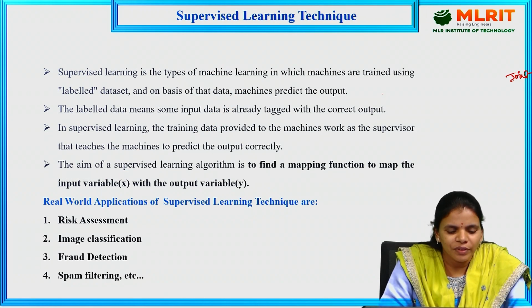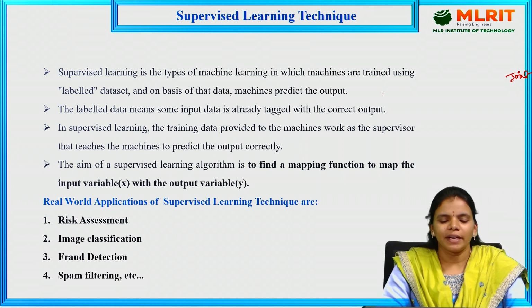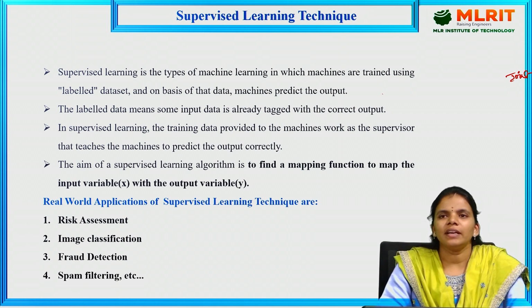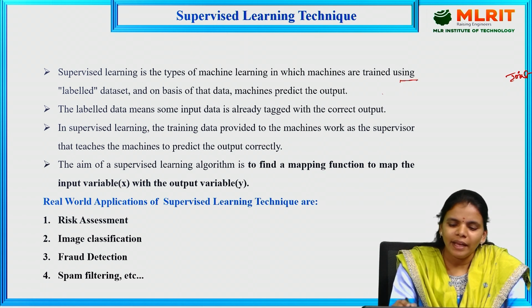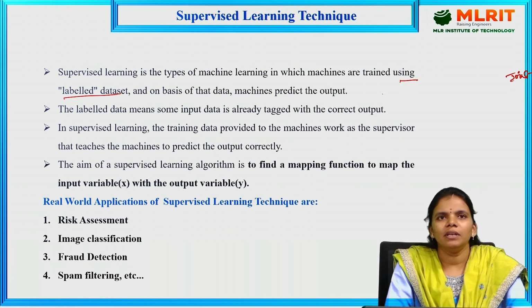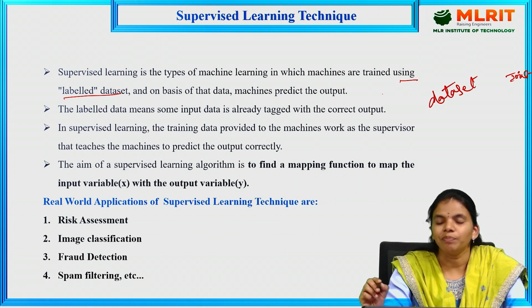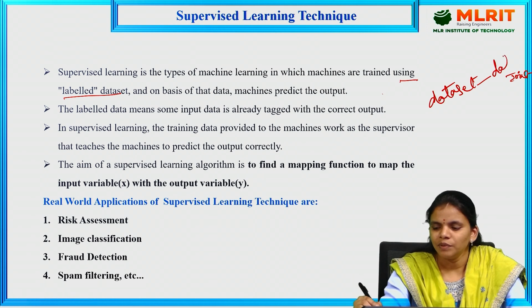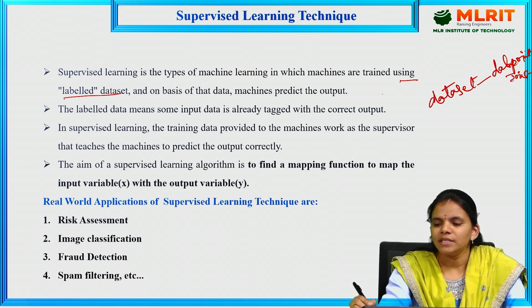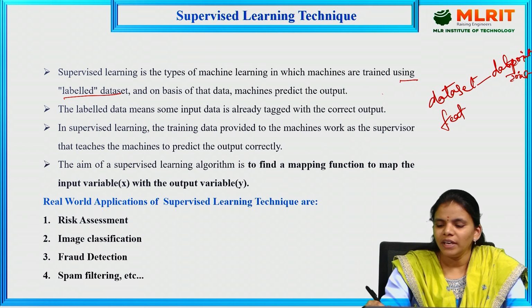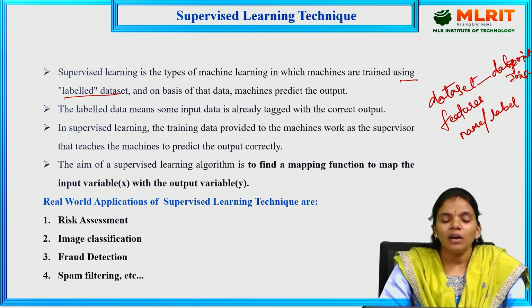It is a type of machine learning technique. In this supervised learning technique, the machines are trained using a labeled data set. So what is a labeled data set? Whatever data set we are using to train our system, in that data set, the data points and the features of those data points have a particular name or label. So that is what a labeled data set.